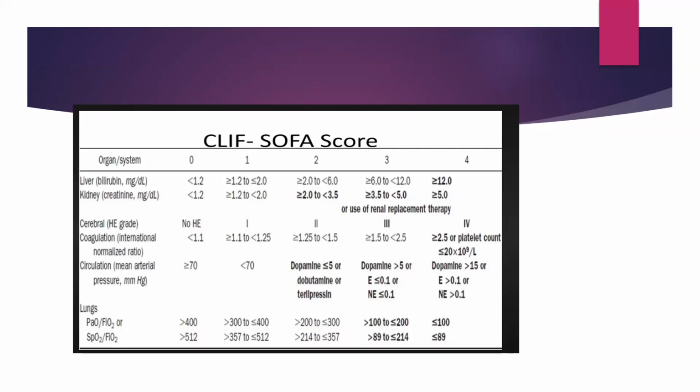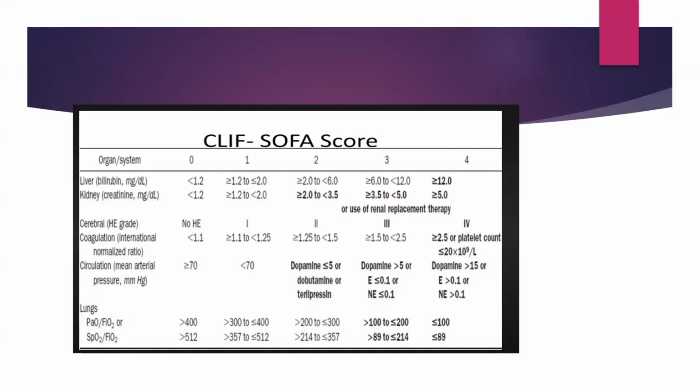less than 20,000. Then for MAP, more than 70 is grade 0. If it is less than 70, then grade 1. Dopamine less than or equal to 5, or dobutamine or terlipressin, then grade 2. If dopamine is more than 5, or epinephrine less than or equal to 0.1, or norepinephrine less than or equal to 0.1, then grade 3. Dopamine more than 15, or epinephrine more than 0.1, or norepinephrine more than 0.1, then grade 4.